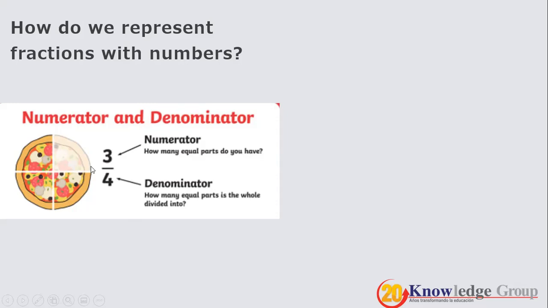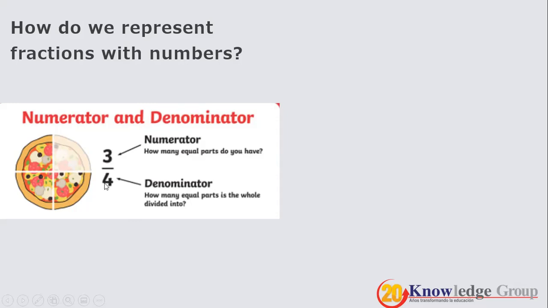But somebody ate one piece or one slice. And now we only have 3 parts of the 4 parts we had originally. So 3 out of 4 or 3 of 4 parts. Okay? And you are supposed to read it 3/4.